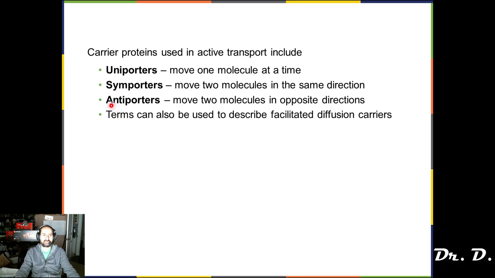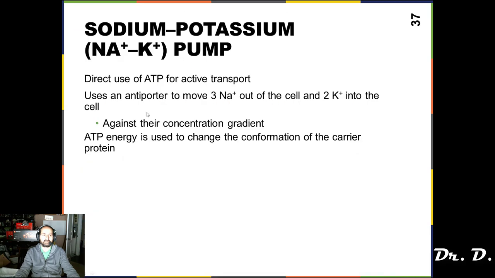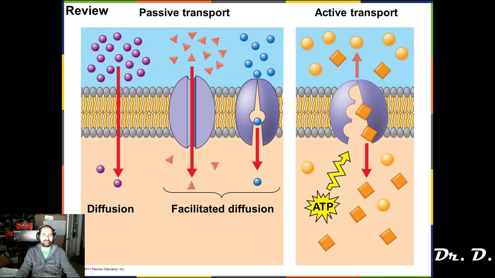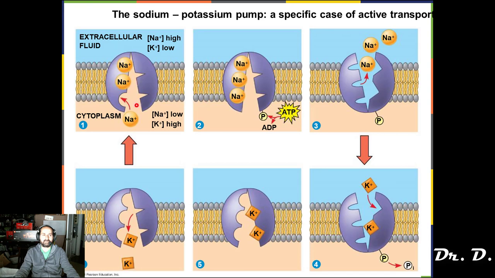For example, let's look at an antiporter. Remember the sodium potassium pump we discussed? The sodium potassium pump, which one is it? Is it a uniporter, a symporter, or an antiporter? Well, take a look at what it's doing. It's pumping sodium out in one direction, and it's pumping potassium in the other direction. So because it's pumping two different things in two different directions, it's called an antiporter.